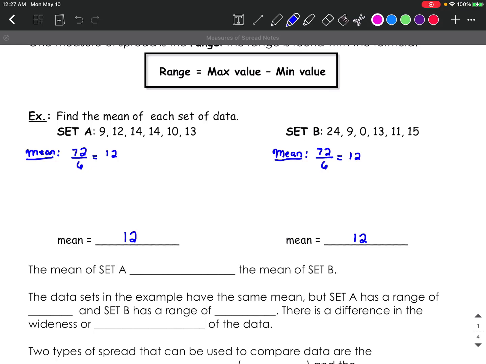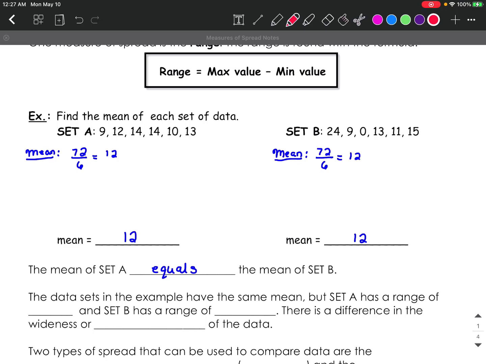Well, that means that the mean of set A equals the mean of set B. So on the face of it, you would think, oh, the data sets are pretty similar because they have the same mean or the same average. No, they're very different. Let's take a look at the range.